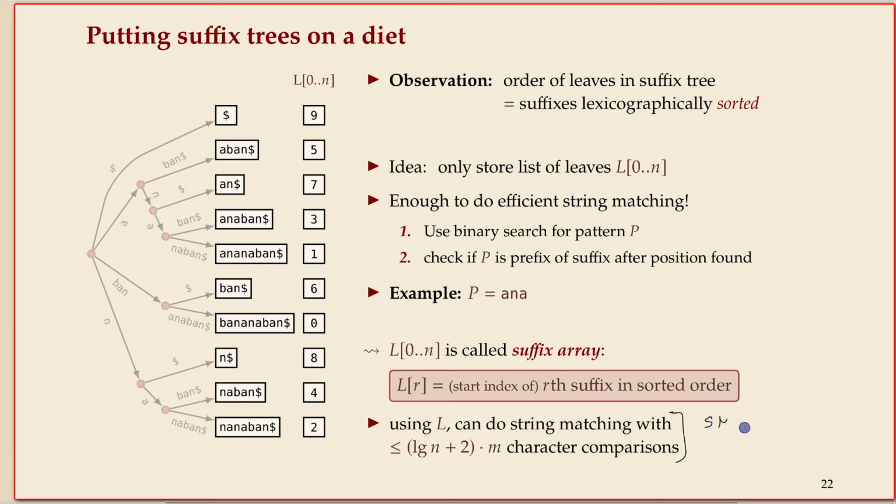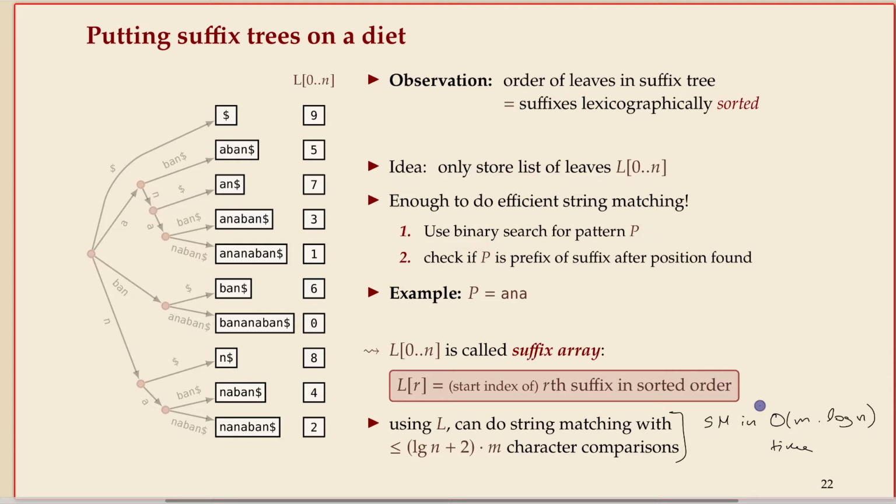But you can still find all the occurrences, so we can still do string matching in m times log n time. Log n is not constant, but it's way better than n, so this is still very useful. And there are tricks to improve on this, but for now let's stick with the simple one.